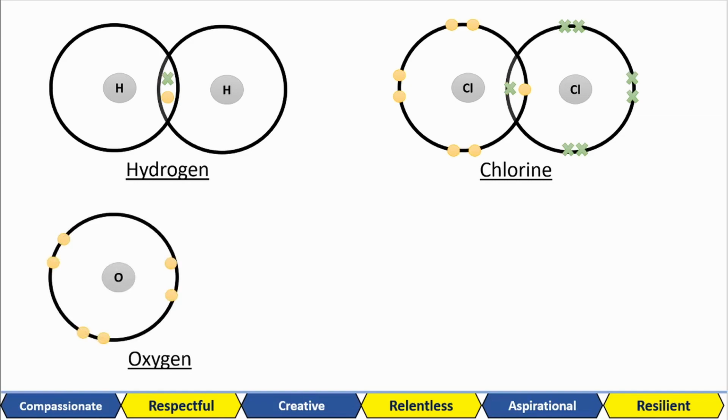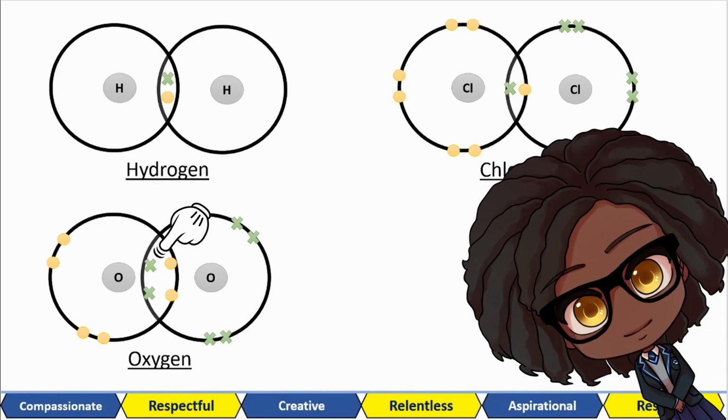Oxygen has 6 electrons, so it needs 2 more electrons. That means that each oxygen shares 2 of its electrons, meaning that we have 4 electrons overlapping here. Remember that a single bond has 2 shared electrons. So Tatiana, what would you call this bond that's sharing 4 electrons? A double bond? Good work.